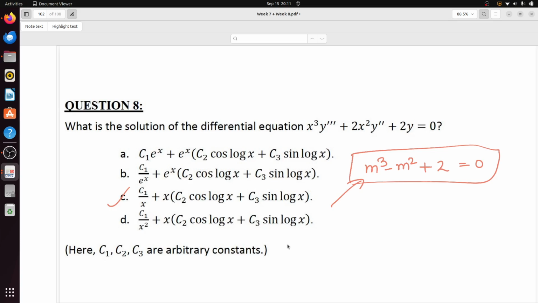So here you just use the techniques of the Cauchy-Euler formula and you will get the answer. I will upload one book today, a differential equation book, in my portal, so that you can also solve some more problems. Okay.